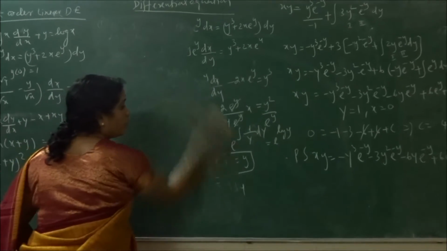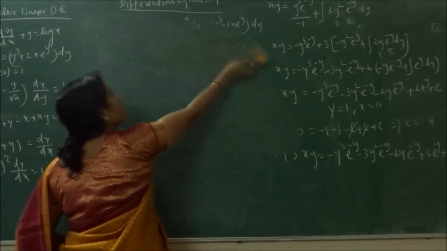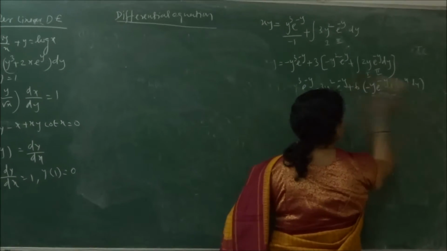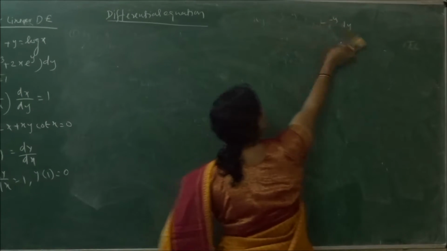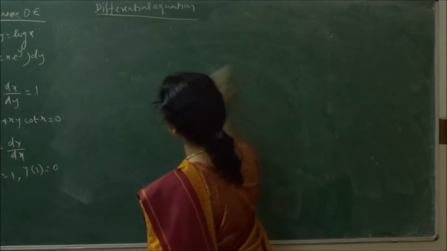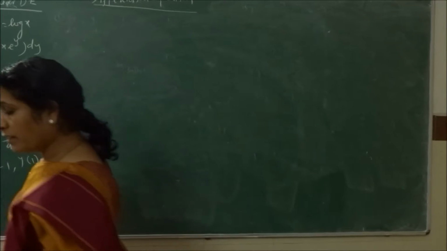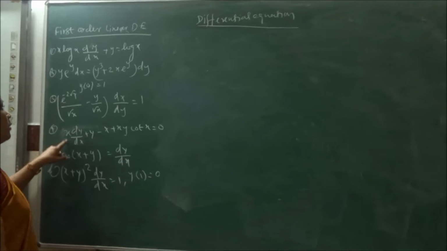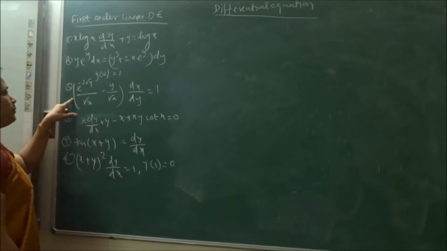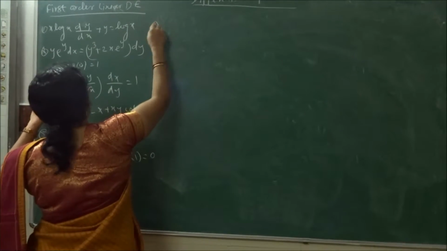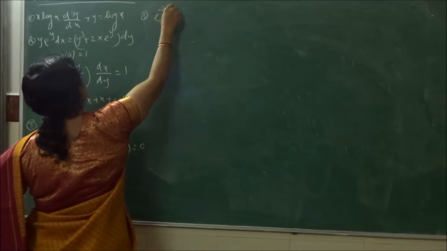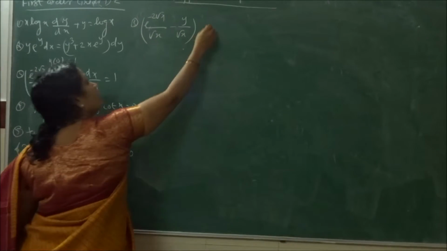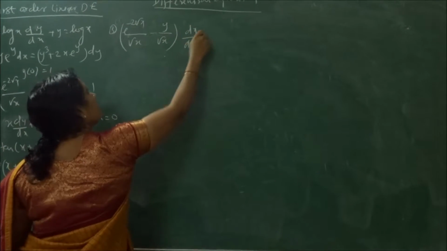Now let me take one more example, so that this topic will be clear for you. Okay, fine. Now let me take another example of first order linear differential equation. At the same time you should make identification between this first order linear and the homogeneous. Clear? Now I am taking another question. Now see this question. Let me complete this one and then I will take another one. Now the third one: e power minus 2 root x upon root x minus y upon root x into dx by dy, that is equal to 1.